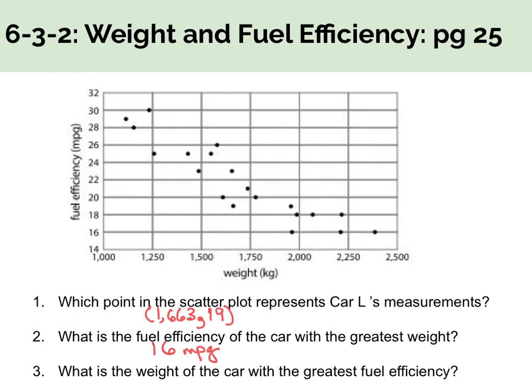And then the last one, what is the weight of the car with the greatest fuel efficiency? If we look at the greatest fuel efficiency, that would be 30. What is the weight? So that's 1,234 kilograms.